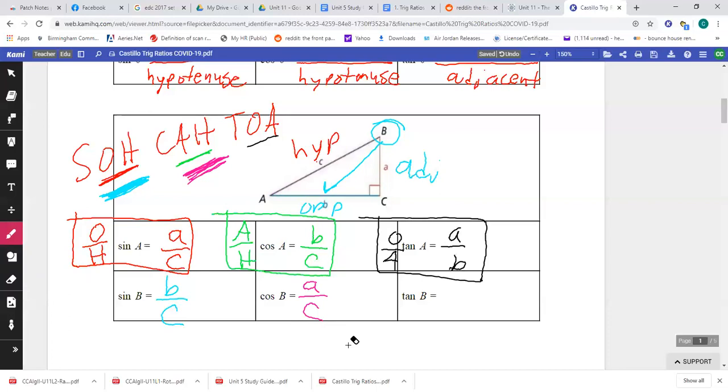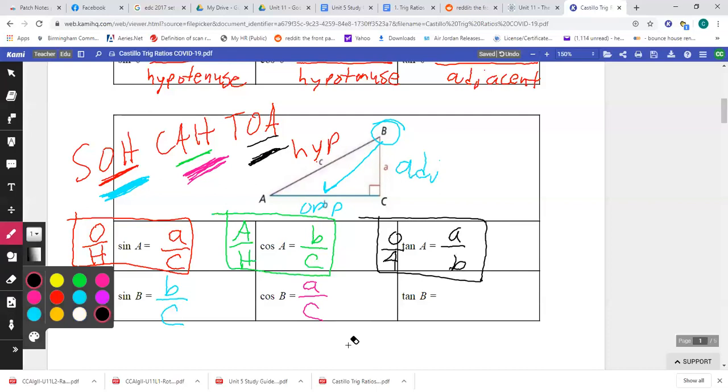And then now tangent of B, okay? Tangent of B, once again, is opposite over adjacent. So if I look at B, my opposite is B, and my adjacent is A.